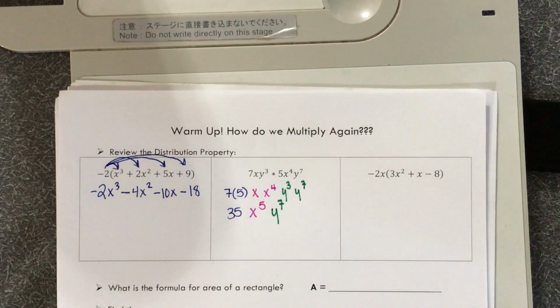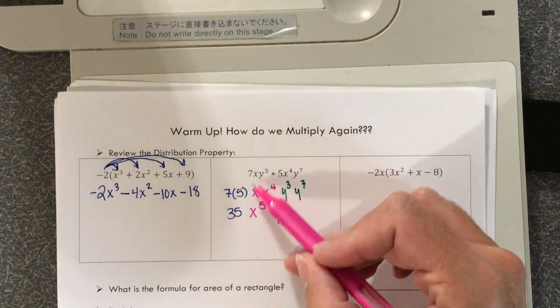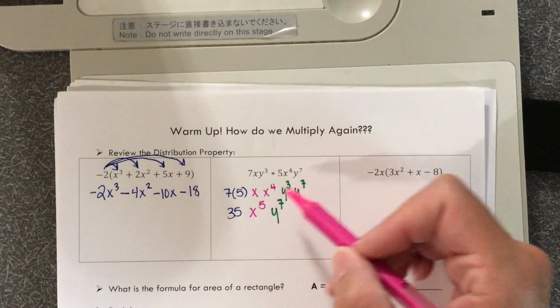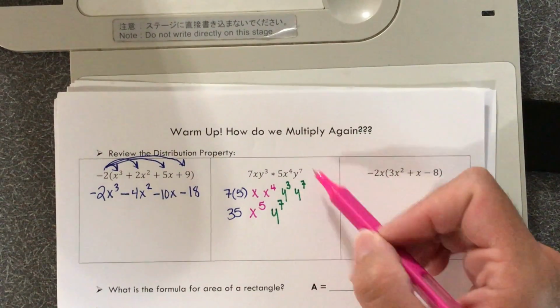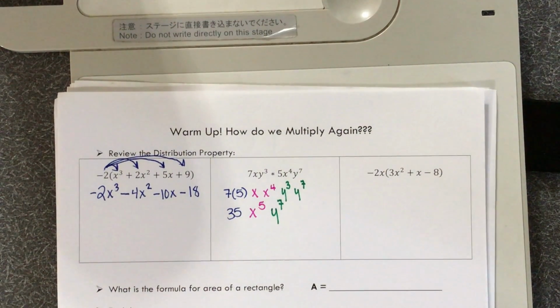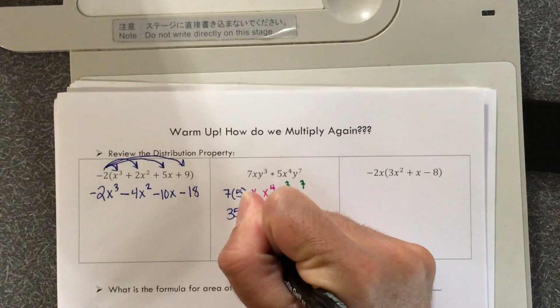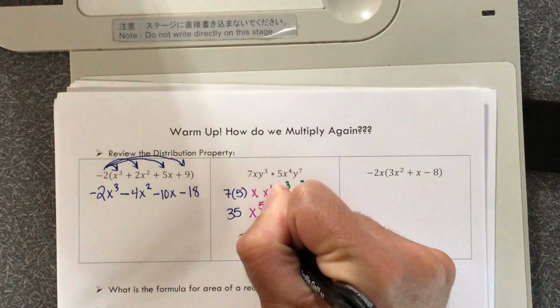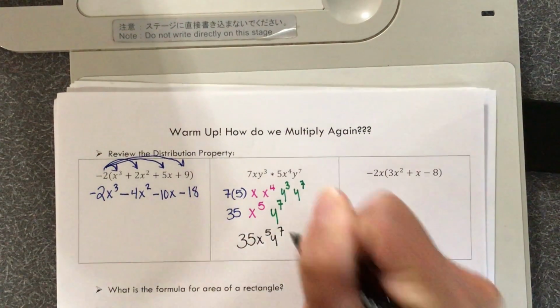So again, if I wanted to expand out, I have a total of 5 factors of x, and then I have 10 factors of y. So add your exponents because of the product rule. So our final simplified answer is 35 x to the fifth, y to the tenth.